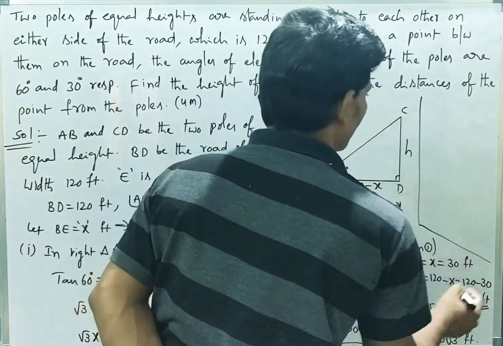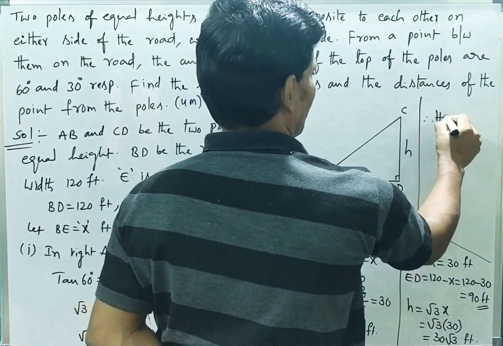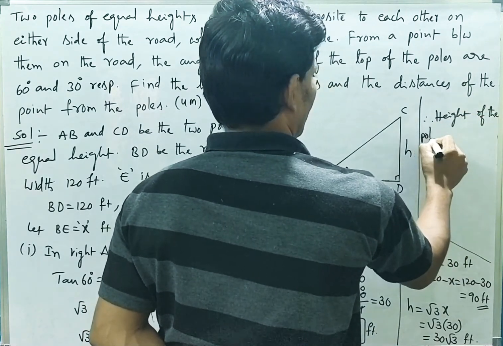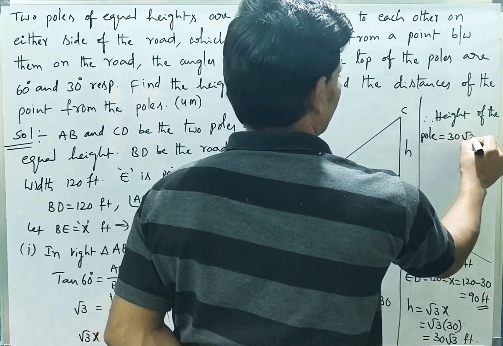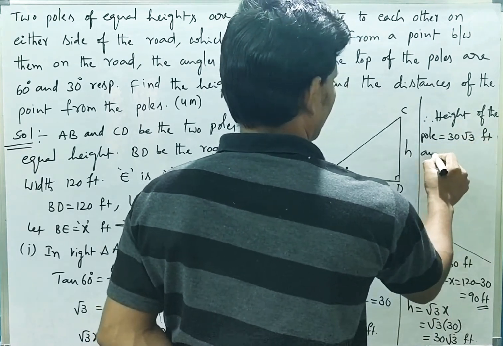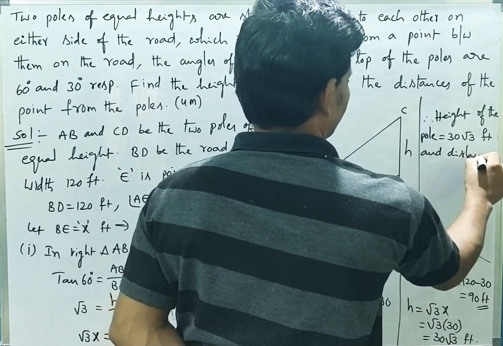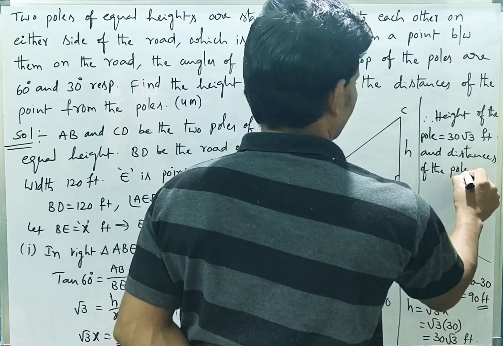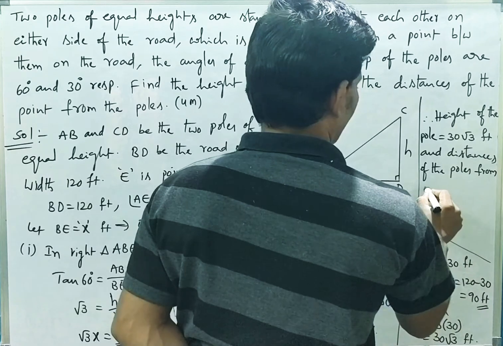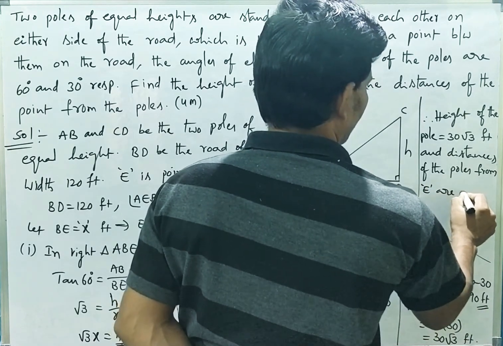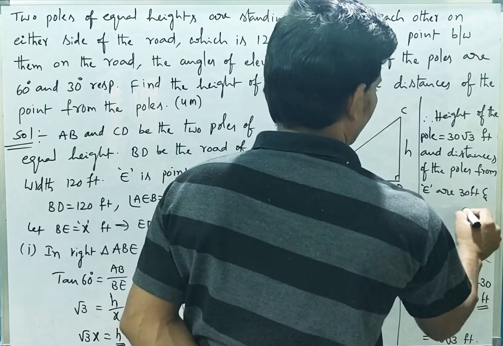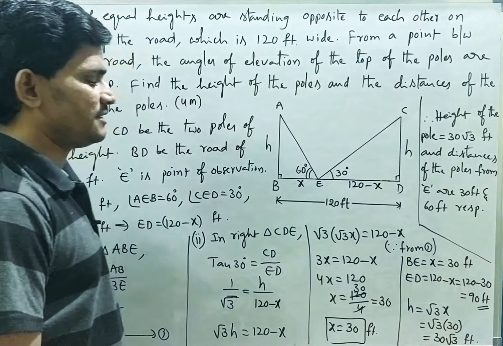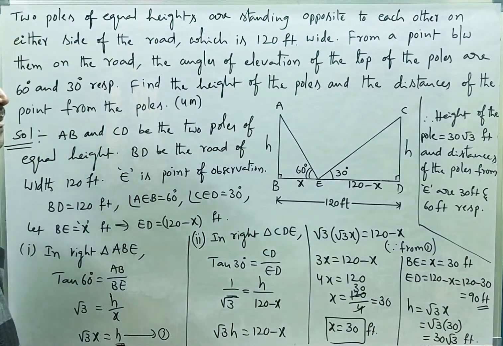Thus, the final conclusion we can write: therefore, the height of the pole is equal to 30 root 3 feet and the distances of the poles from the point E are 30 feet and 90 feet respectively. This is how we can write the conclusion.